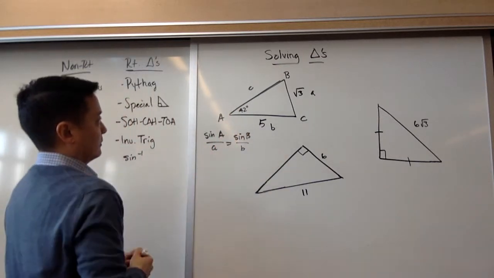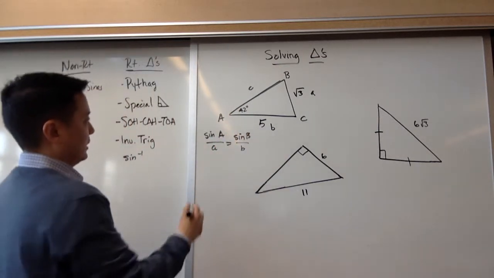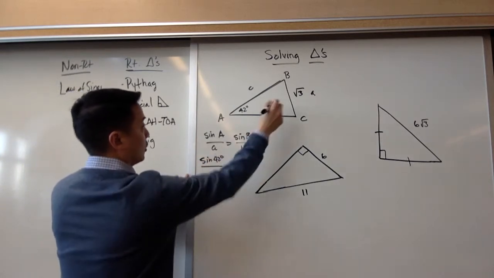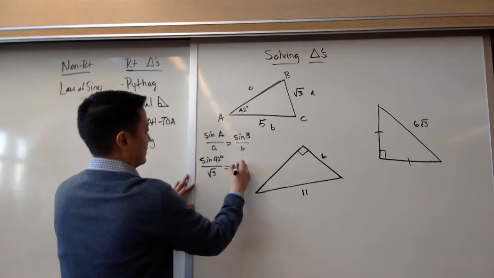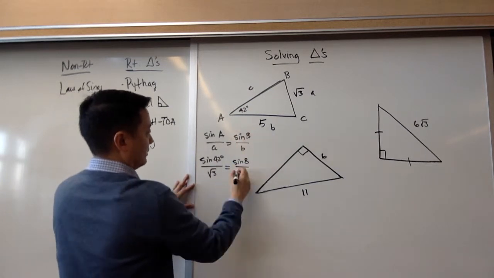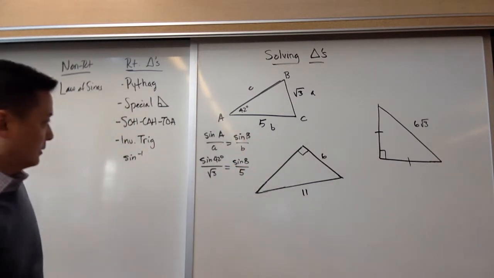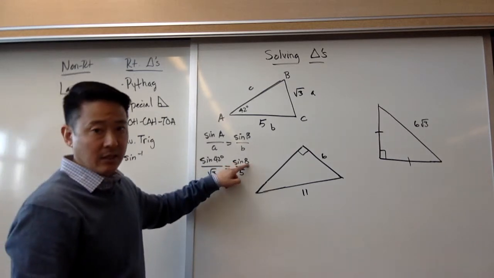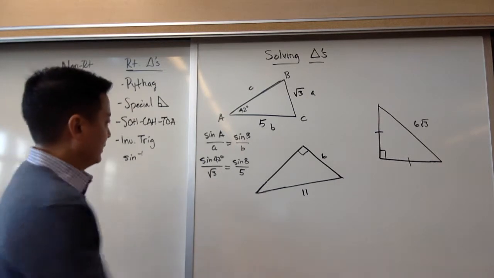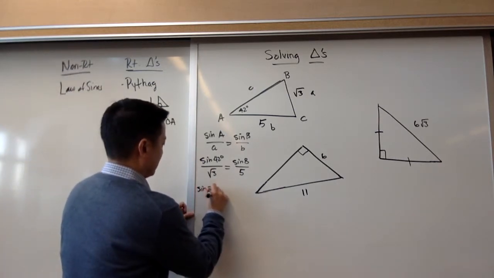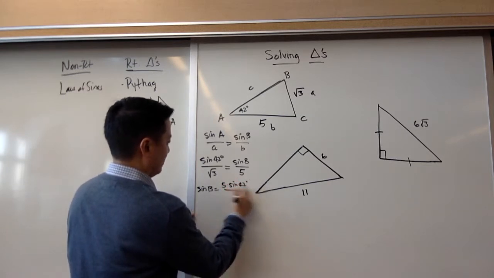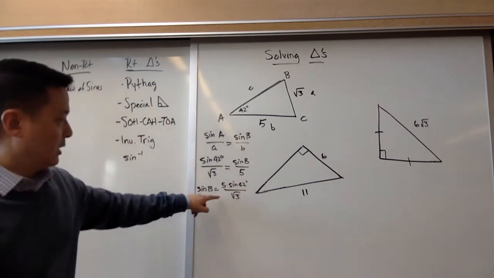And then if we just substitute in the actual values, we have sine of 42 degrees over root 3 is equal to sine of B, which we don't know that angle, over 5. And then how would we actually get the measure of angle B? We just multiply both sides of the equation by 5. So sine of B is equal to 5 times sine 42 over root 3.